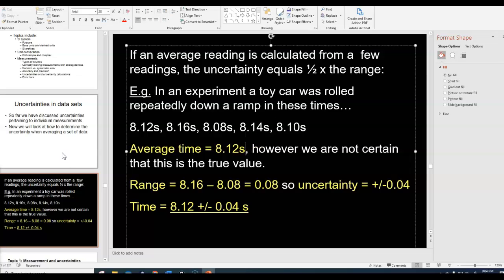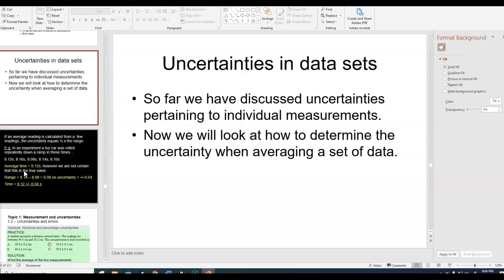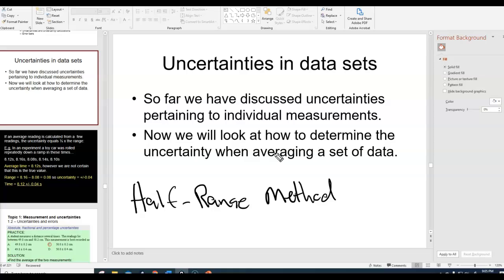And so what we're going to talk about now has a name, and this name is called the half-range method. The half-range method applies only when you're averaging a set of data. It is a way to determine the uncertainty in the average value of a set of data.